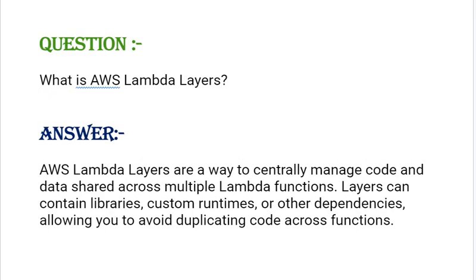Our next interview question is: what is AWS Lambda Layers? Your answer should be: AWS Lambda Layers are a way to centrally manage code and data shared across multiple Lambda functions. Layers can contain libraries, custom runtimes, or other dependencies, allowing you to avoid duplicating code across functions.